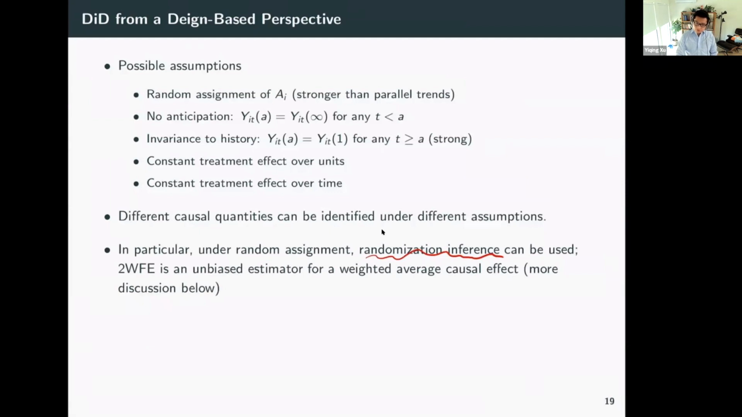And two-way fixed effects is unbiased with random assignment. Even if these assumptions are not correct, it gets you a weighted average of causal effects. But this rarely is the case. Random assignment is almost impossible with observational data.